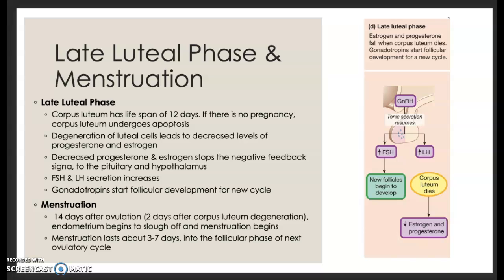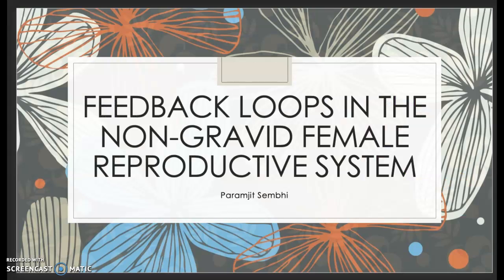And so once menstruation is over, the cycle will repeat and we'll go back into the follicular phase of the next ovulatory cycle. And the body will again begin to prepare for pregnancy. If pregnancy does not occur, the corpus luteum will undergo degeneration once again, and menstruation will occur. And that is the cycle, the feedbacks for the non-gravid female in the reproductive system.